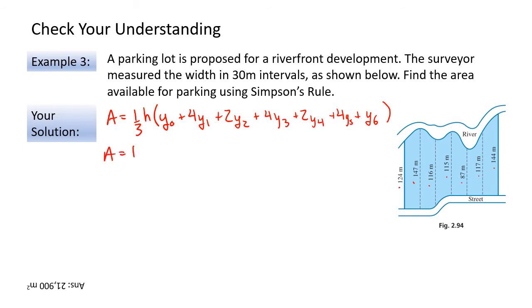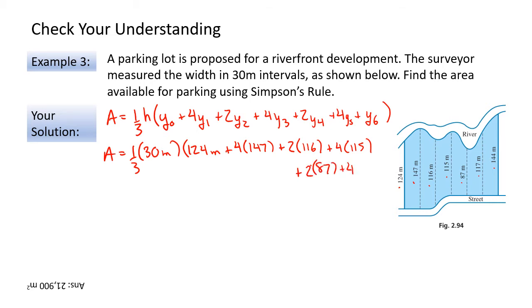Now if we substitute these values in, our area is equal to 1/3 times 30 meters, multiplied by our first measurement, 124 meters, plus 4 times 147, plus 2 times 116, plus 4 times 115 meters, plus 2 times 87 meters, plus 4 times 117 meters, plus our final measurement of 144 meters. All I did was take these values and substitute them into this equation. If you add all those together and multiply them out, you get a total area of 21,900 square meters. Looking at this picture, Simpson's rule was a good approximation given the unevenness of the riverbank close to this development.